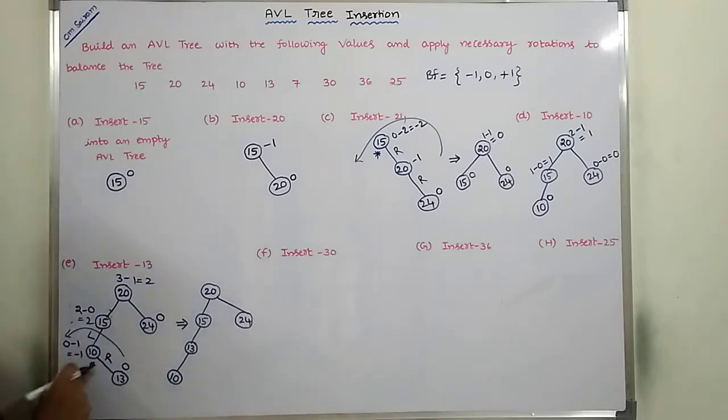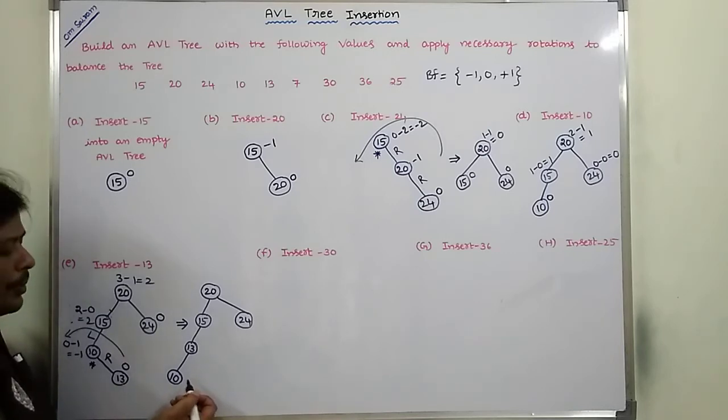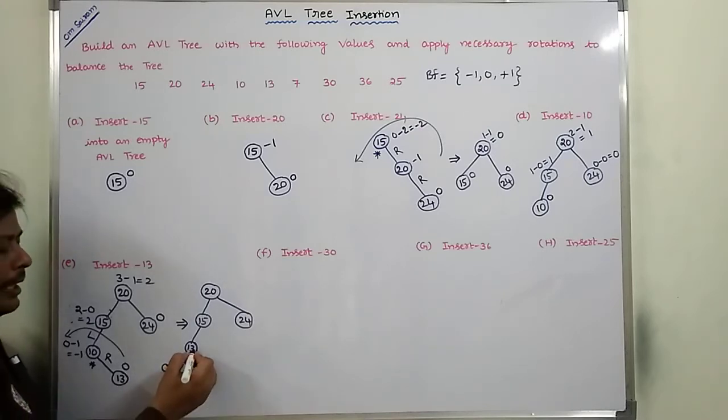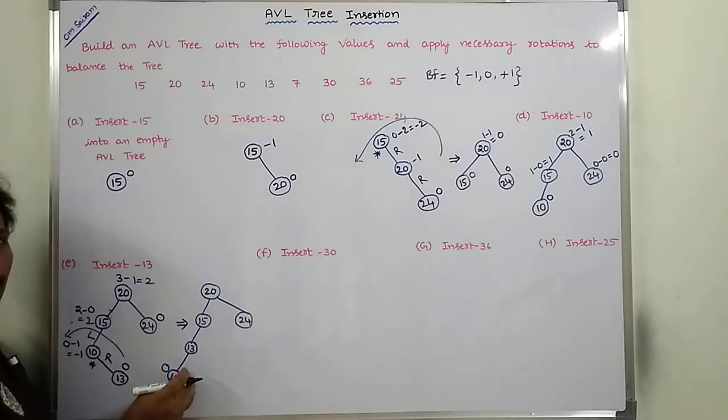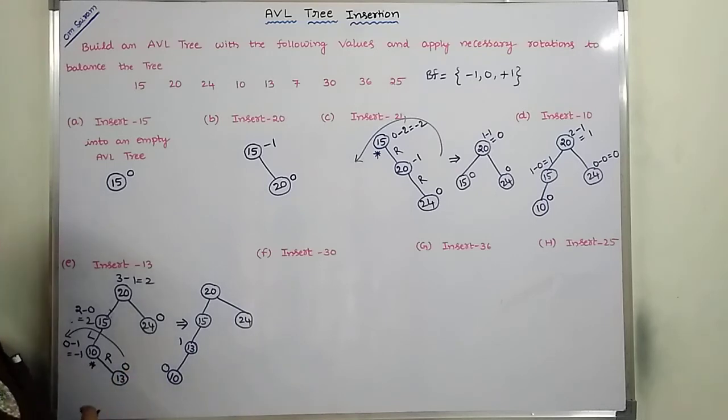After performing left rotation, what is the tree we are getting? This one. So now height of left subtree is 0, height of right subtree is 0. 0 minus 0 is 0. Here for node 13, height of left subtree is 1, height of right subtree is 0. So 1 minus 0 is 1.